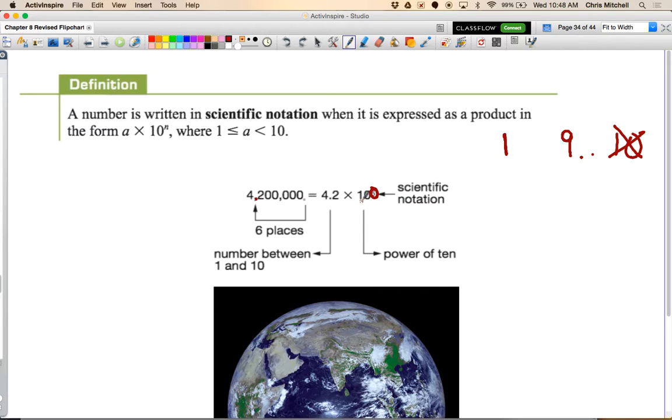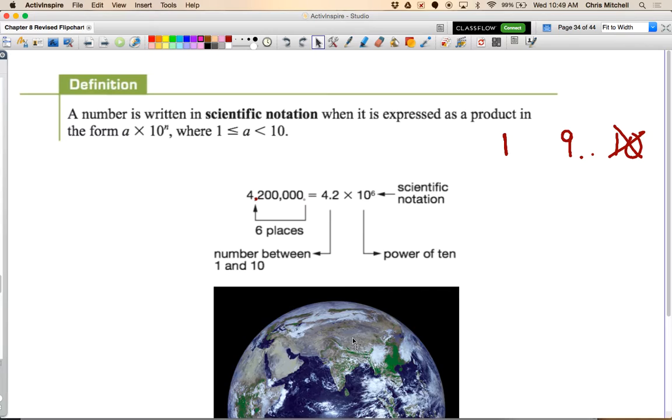Again, we're always going to have a power of 10. So again, we have 4.2 times 10 to the 6th power, and it's because we moved 6 times. Again, the number is between 1 and less than 10.